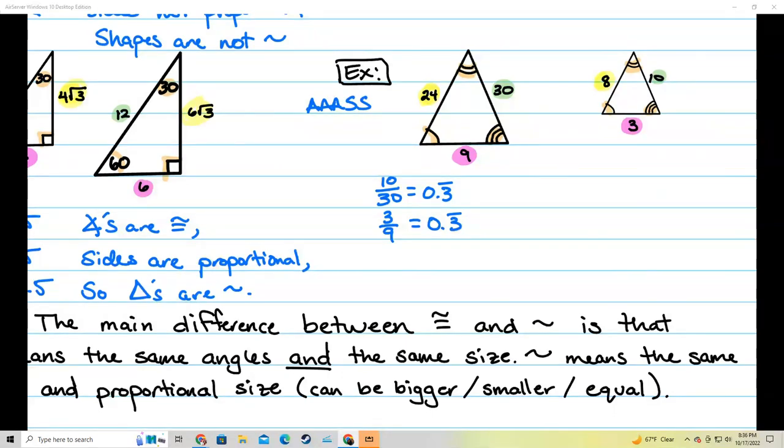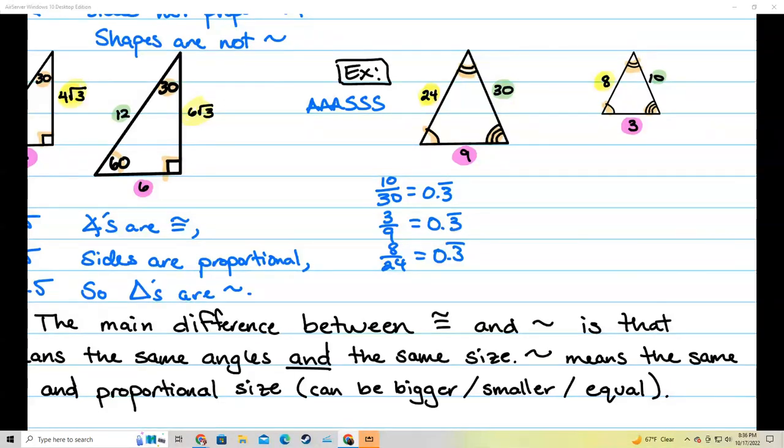8 and 24, again, we're going small to big. So I'm going to take the 8, put it on top. That's going to be a 24 on the bottom. I get 0.33333 with the line on top. Angles match, sides match. I can say that these triangles are similar because of angle, angle, angle, side, side, side.